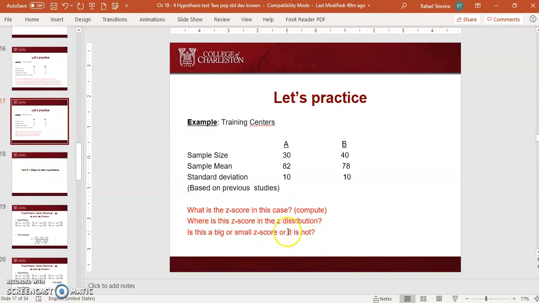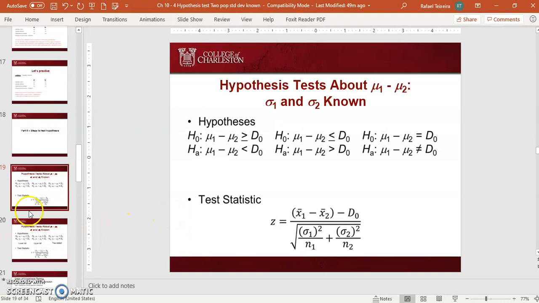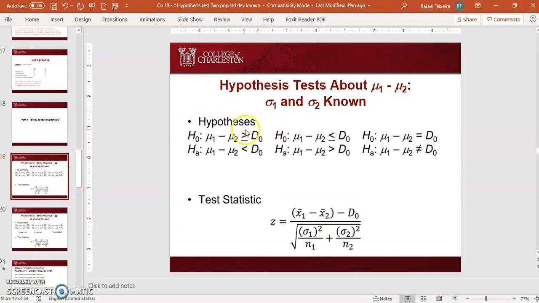So that's the idea. You compute the z-score, and then we're going to use a procedure to test hypotheses. But before we talk about the procedures, let me show you how the hypotheses look. We can have a difference between two population means that is higher or equal than a hypothesized value. This hypothesized value is always 0.